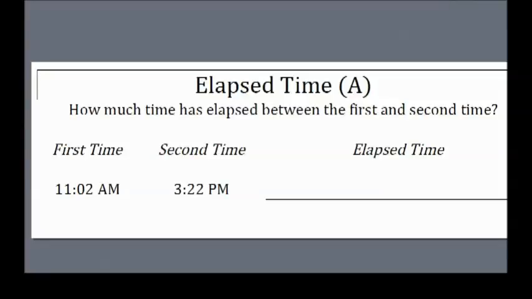Okay, hi 3B. If you're watching this, it means you've pretty much mastered being able to read an analog clock, even down to the second, and how to read a digital clock and convert between the two of them. So now we're going to get into something that's a little bit more advanced. It's called elapsed time. That's this word here. That's what this word means.